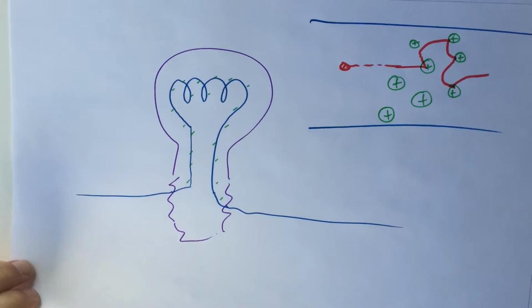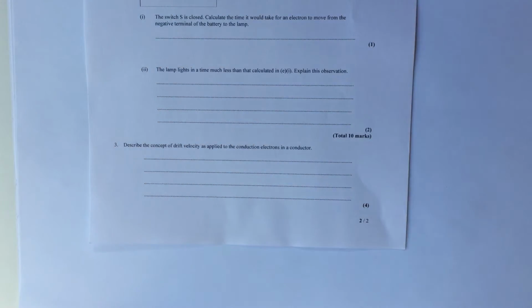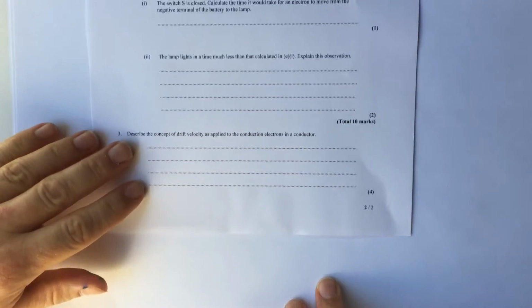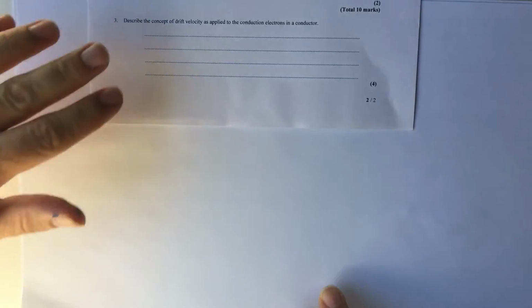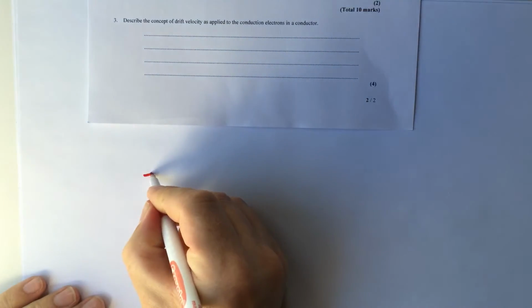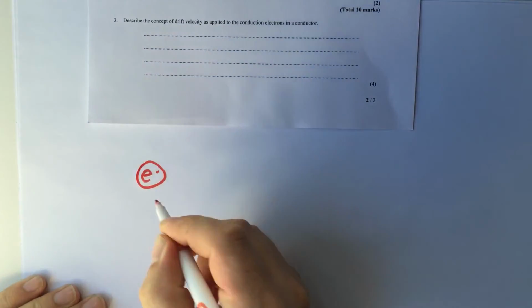Finally, number 3. Describe the concept of drift velocity as applied to the conduction electrons in a conductor. All right, well, what this drift velocity represents then is that these electrons are accelerated by the electric field set up in your wire.